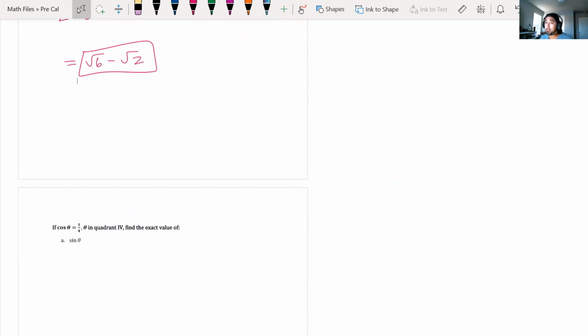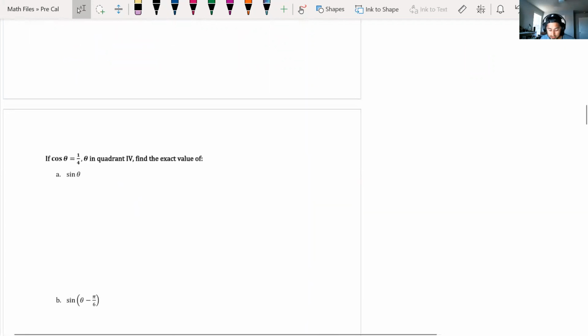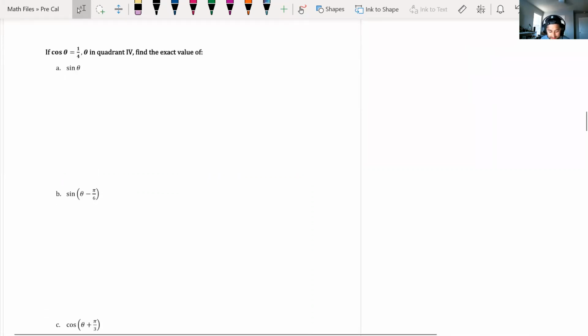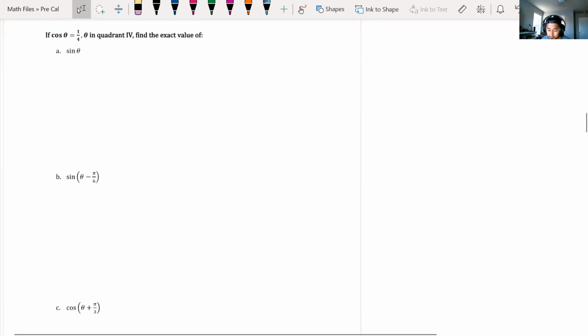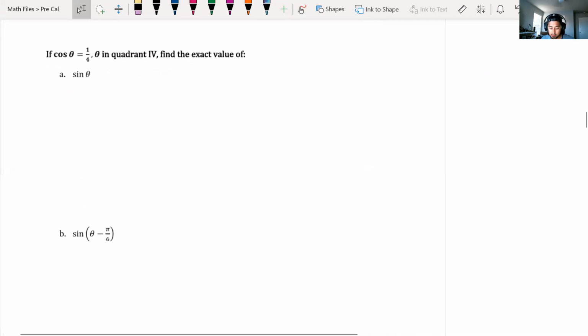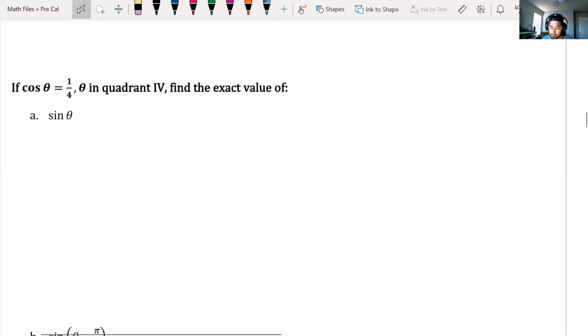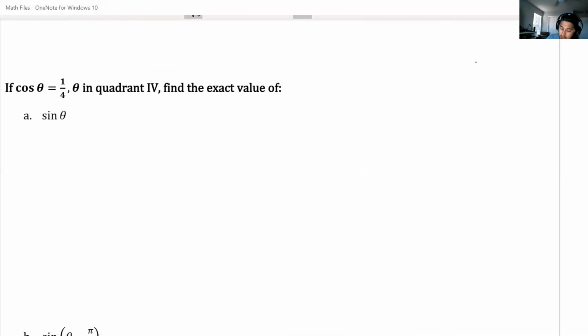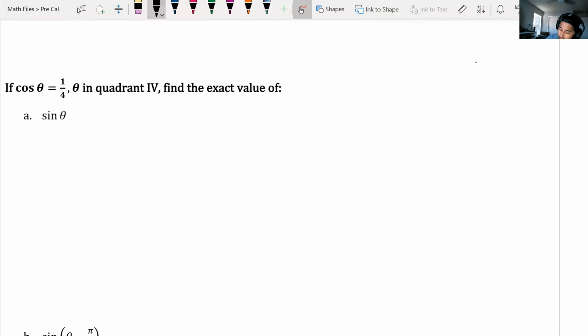Okay, so there you go. Now we have: if cosine theta is equal to 1/4 in quadrant 4, find the exact values of sine of theta minus pi over 6, and cosine of theta plus pi over 3. So what we're going to do here is make our unit circle based off the information given. So here is my unit circle, and theta is in quadrant 4.